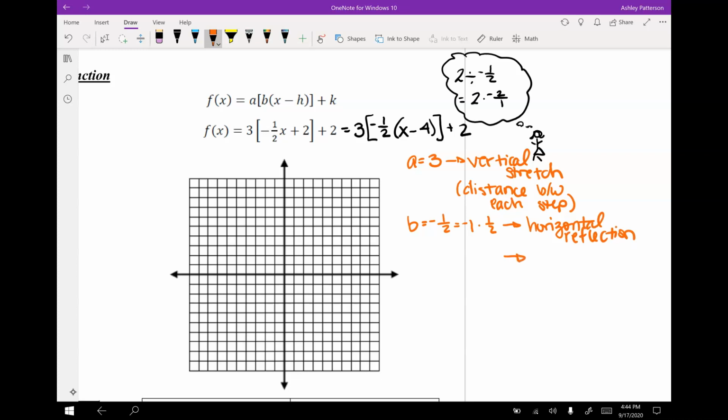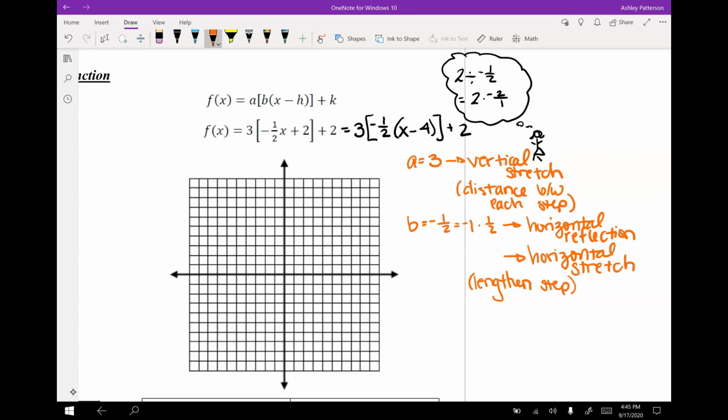And remember in the notes, we saw that if B was 2, it shrunk our step length. And if B was 1/2, it lengthened. So this means we're going to have a horizontal stretch. Anything inside of the grouping symbols, such as B and H, will be a horizontal transformation because it's inside with the X. And don't worry, we're going to talk more about this throughout the whole semester. So don't worry if it's a little bit of a strange concept. So this means, since it's 1/2, we are going to lengthen the step.